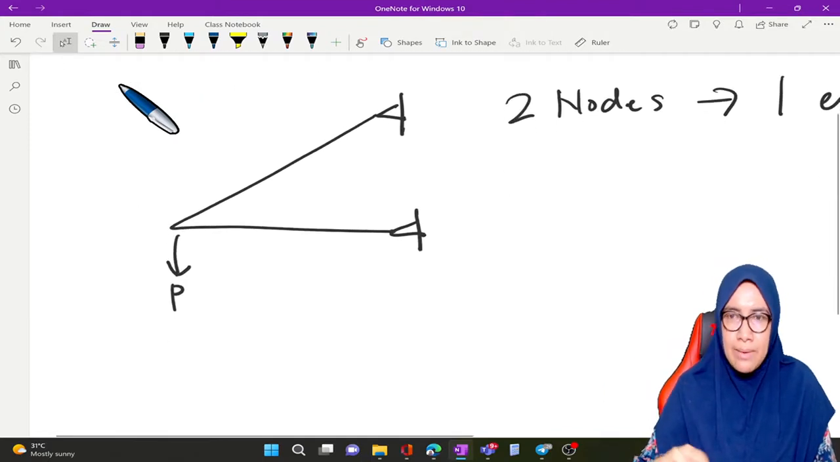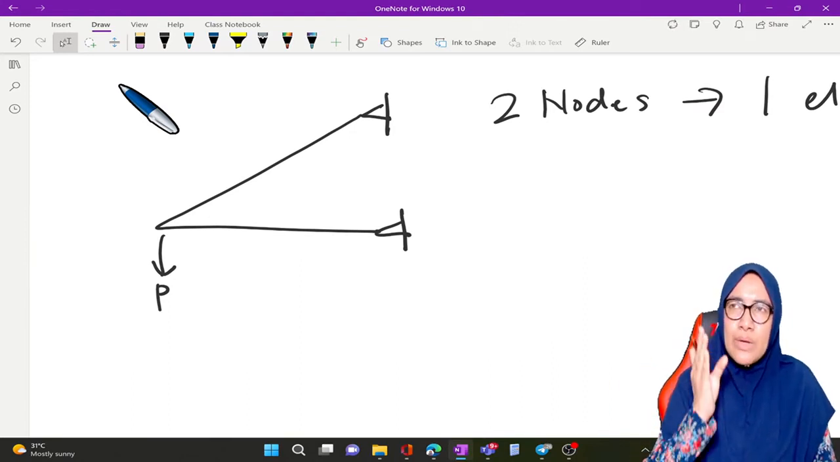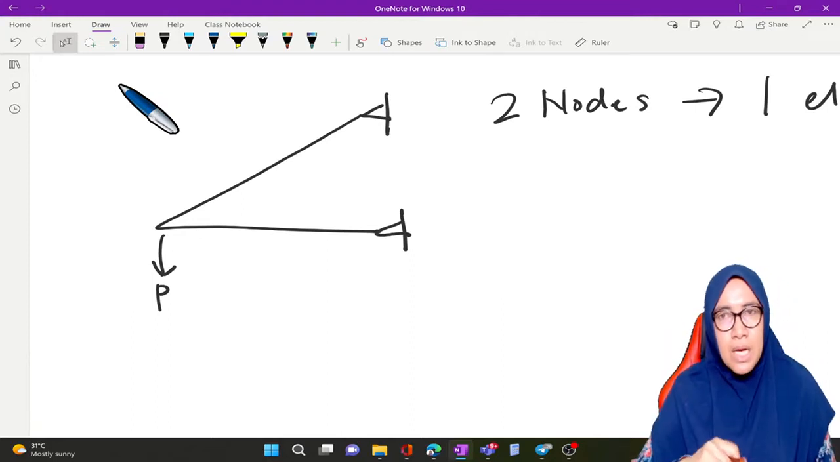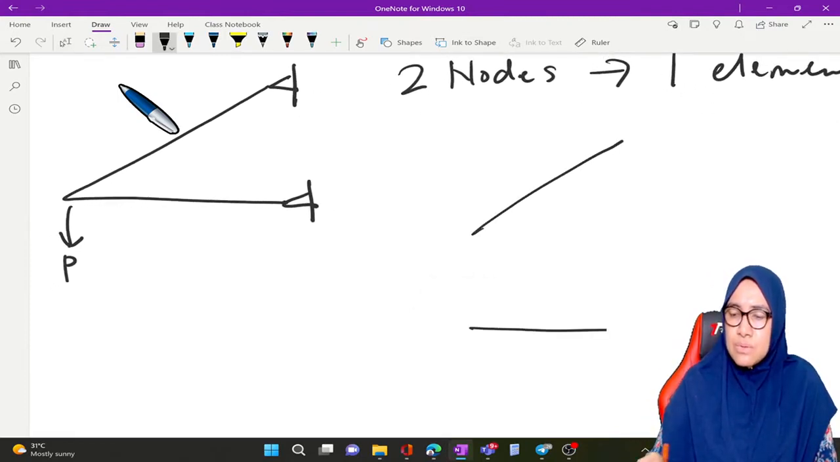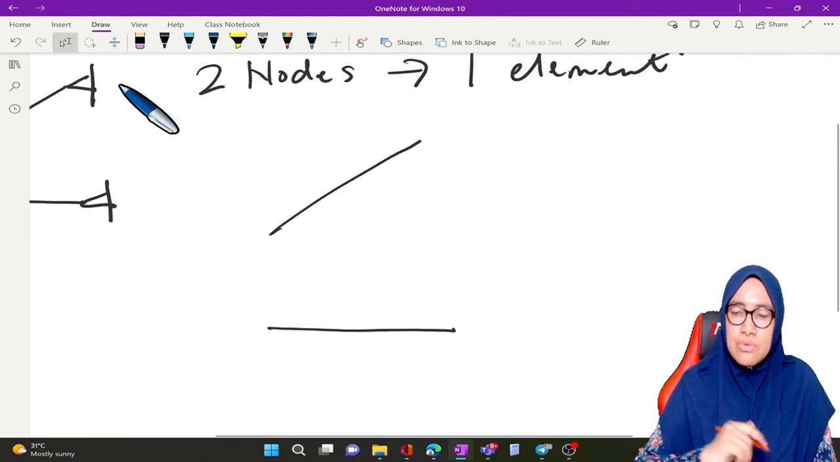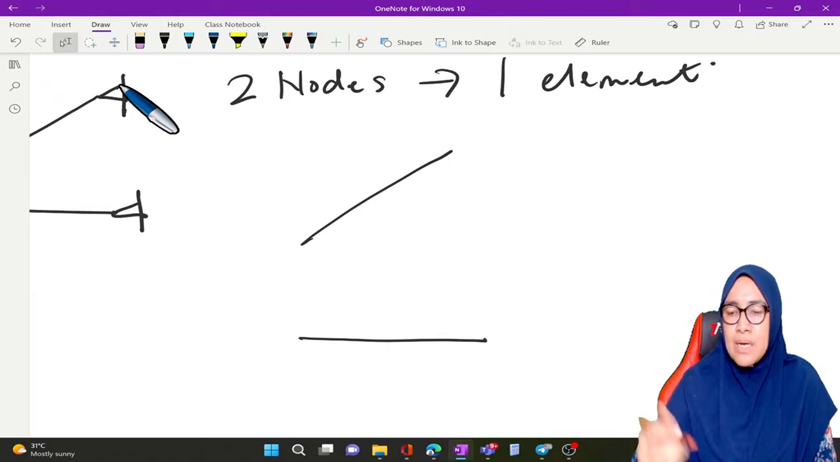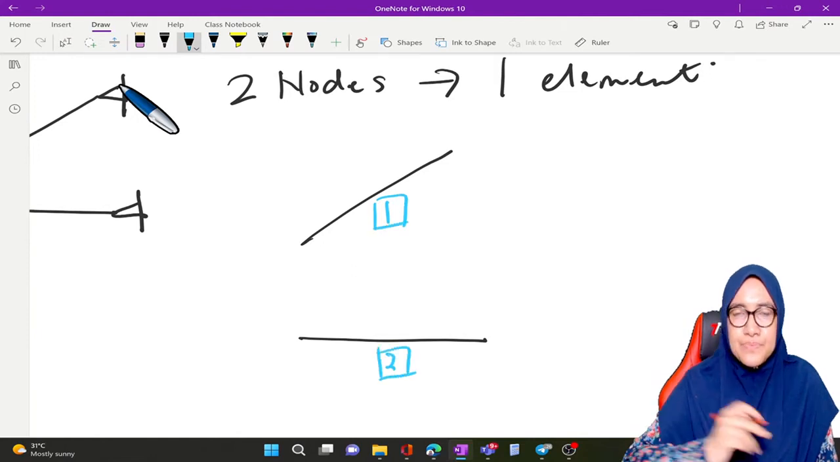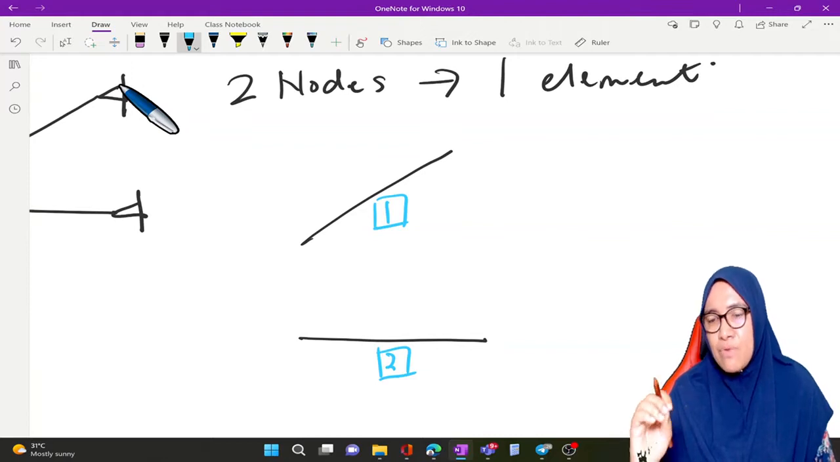So this, as I have shown to you previously, is the structure. What we need to do is divide the structure into elements. When we divide this, how many elements do we have? We have two elements. This is element number 1. This is element number 2. Normally, we label an element by a number inside a box.